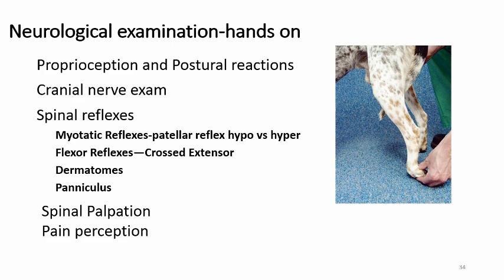So, what about the hands-on part of our neurological exam? We talked about the cranial nerves. We talked a little bit about proprioception and postural reactions. And obviously this is a conscious proprioception test. I'm taking the dog's foot and putting it down and trying to see whether the dog replaces it or not.